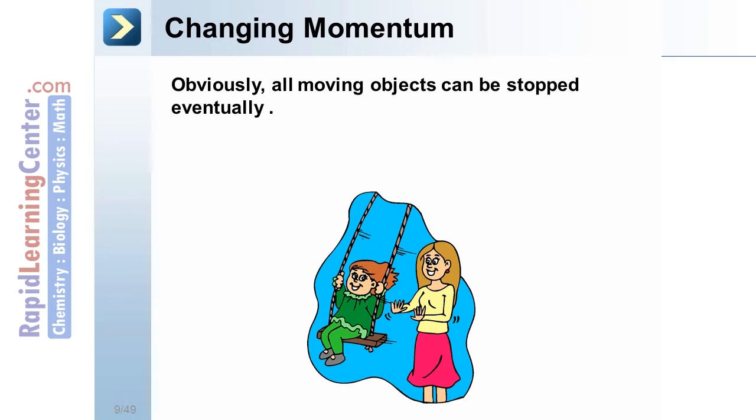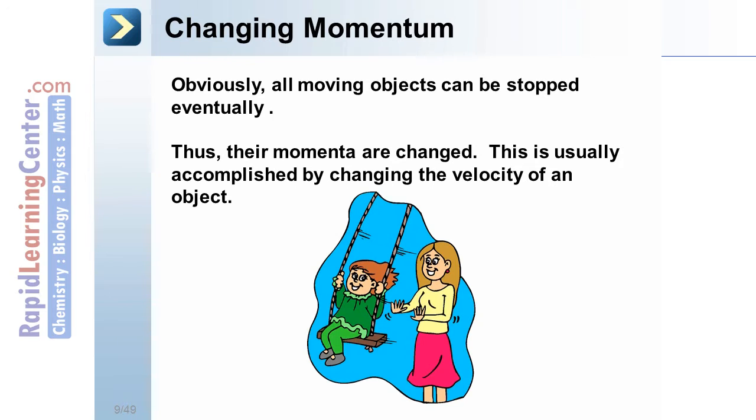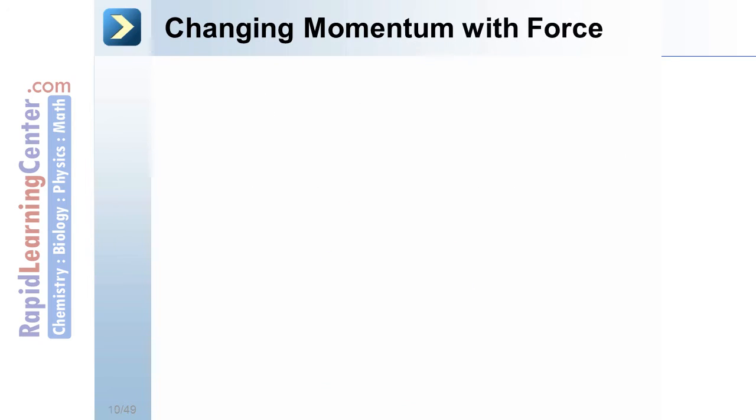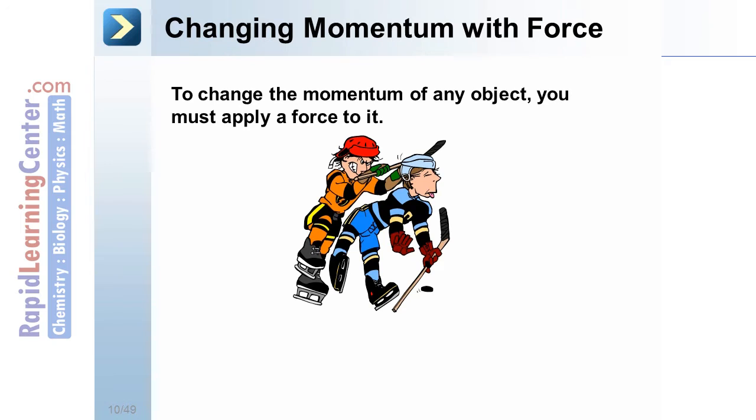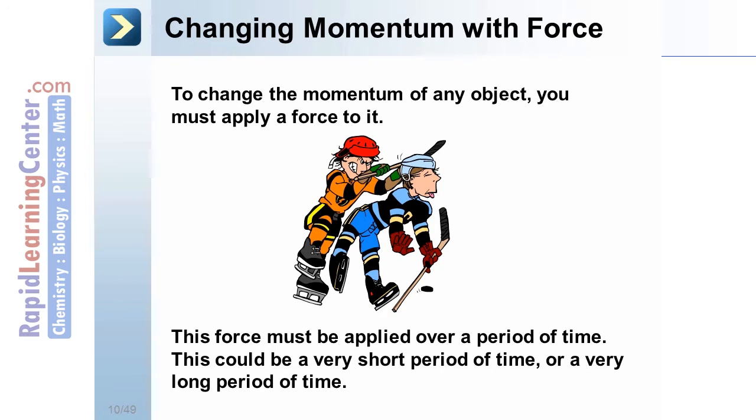Changing momentum. Obviously, all moving objects can eventually be stopped. Thus, their momenta are changed. This is usually accomplished by changing the velocity of an object, maybe by a push. Changing momentum with force. To change the momentum of an object, you must apply some force to it. Consider a push. This force could be applied over some time period. This could be a very short time period, which would be a very quick push, or it could be a very long time, which would be equivalent to a very gradual or gentle push.